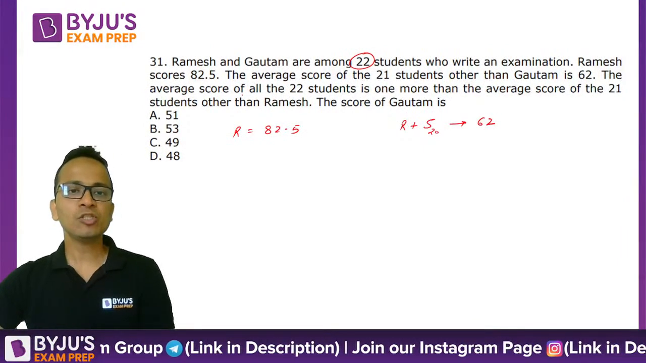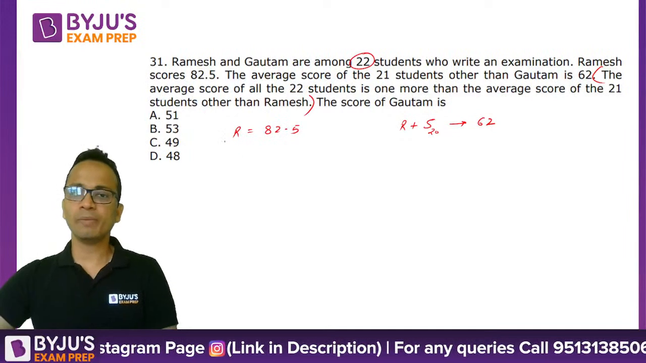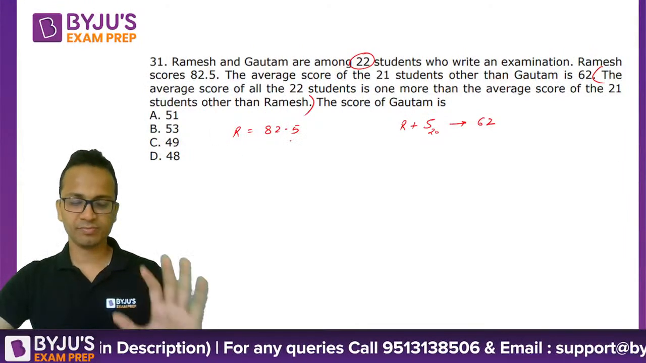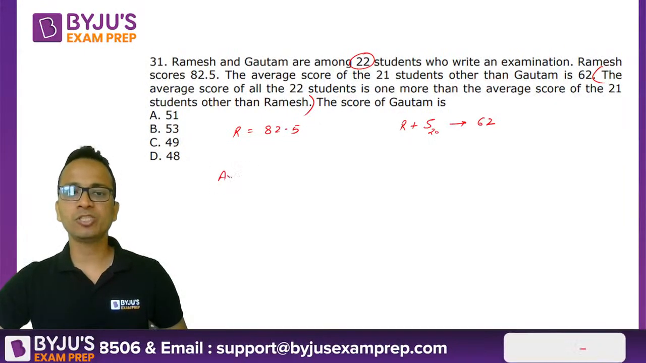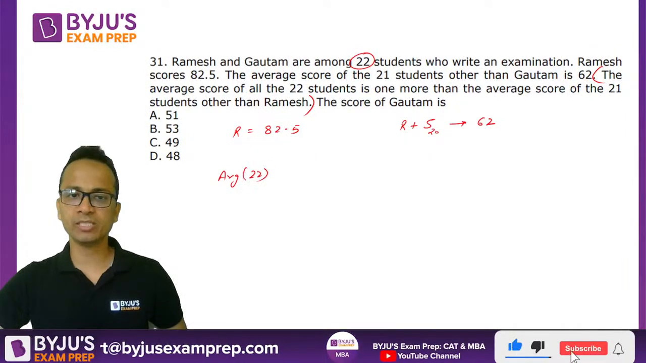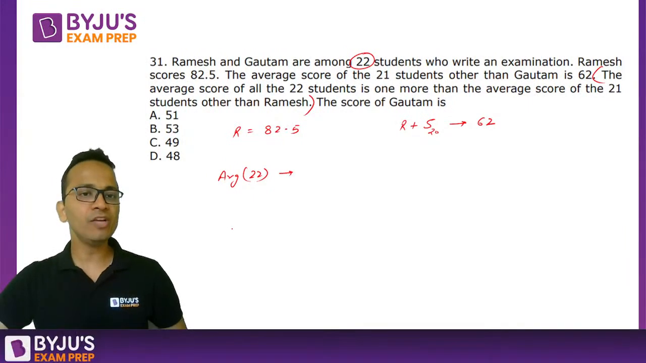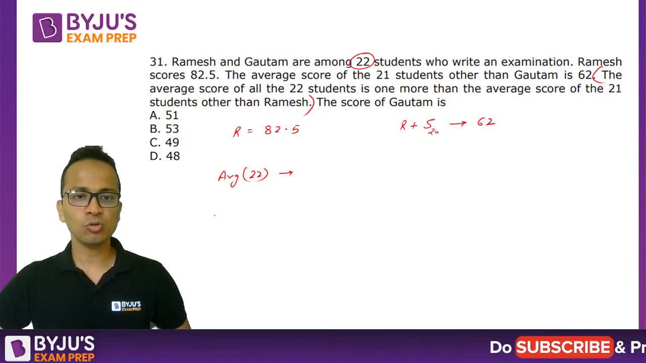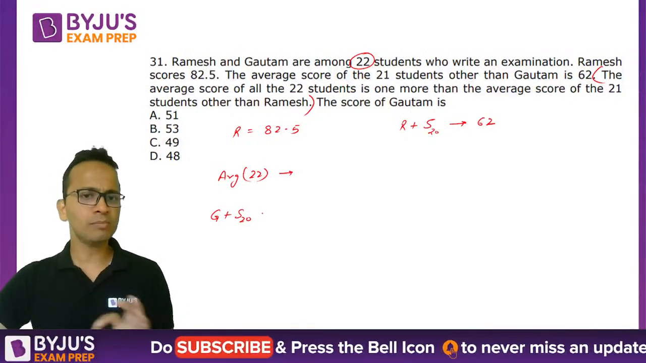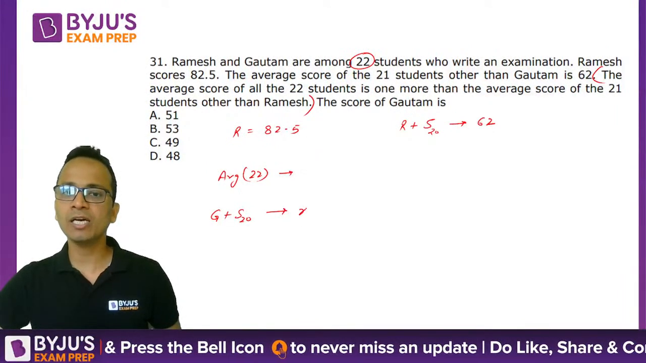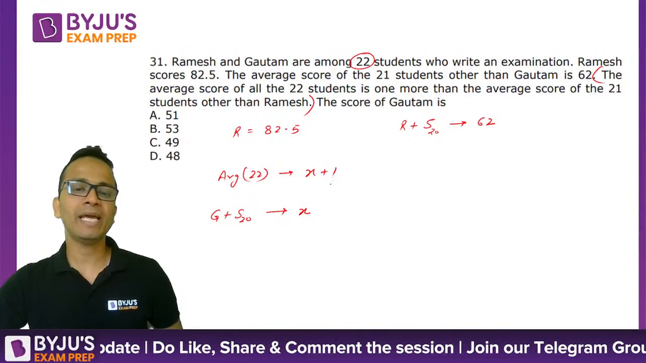The average score of all 22 students. Now listen to this line carefully. Ramesh's score is given as 82.5. Keep it aside. The average of 22 students is one more than the average score of 21 students other than Ramesh. So Gautam and the 20 students other than Ramesh: if their average is x, then the average of 22 students will become x plus 1.